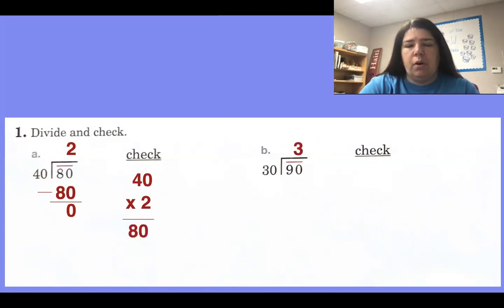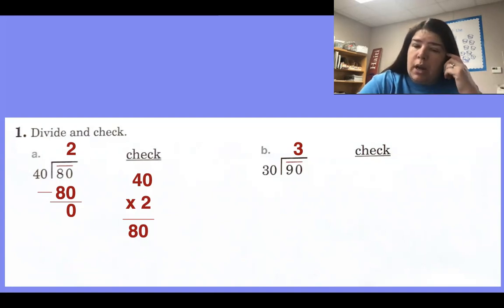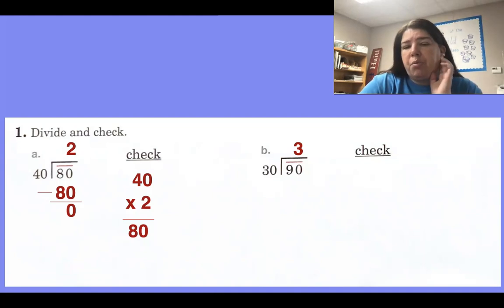Oops. Okay, so I went ahead by accident here. 90 divided by 30. Remember, we're going to start by putting our first answer on top of the second digit. So that 3 needs to go over the 0. So 9 divided by 3 is 3. Put the 3 on top of the 0. 3 times 0 is 0, and 3 times 9 is 90. We subtract and we get 0, and now our answer is 3.